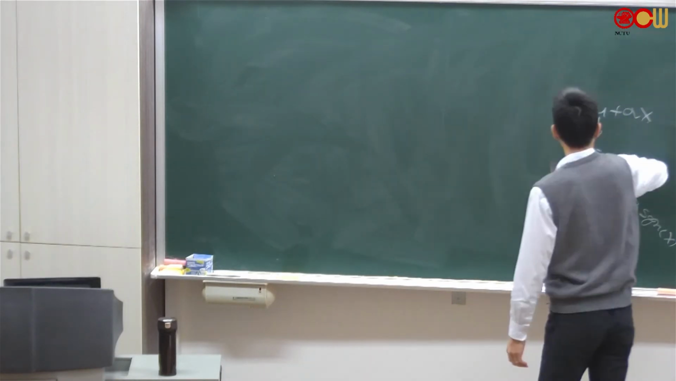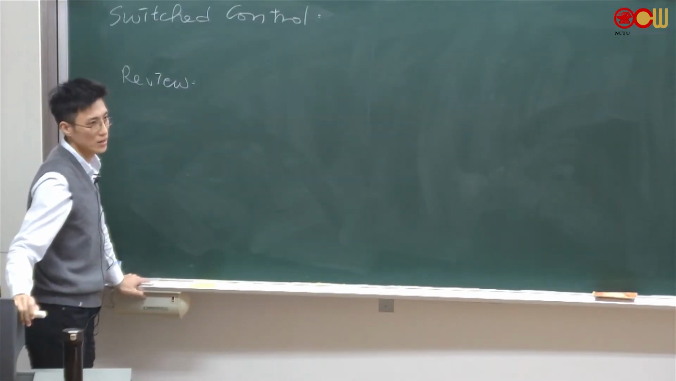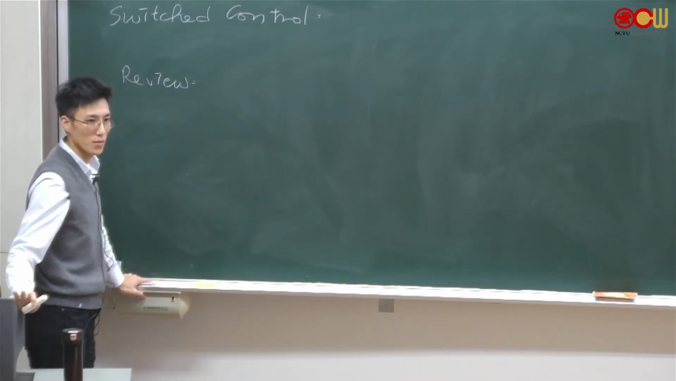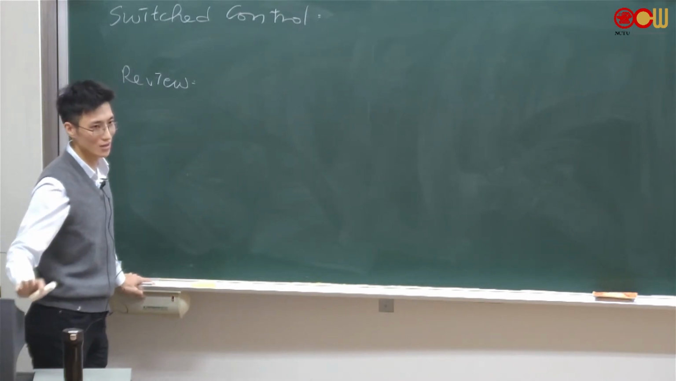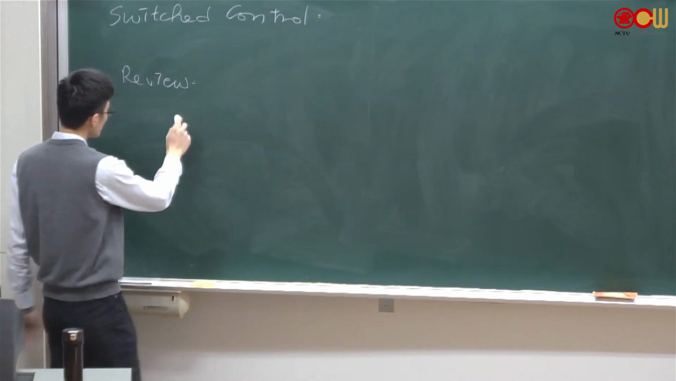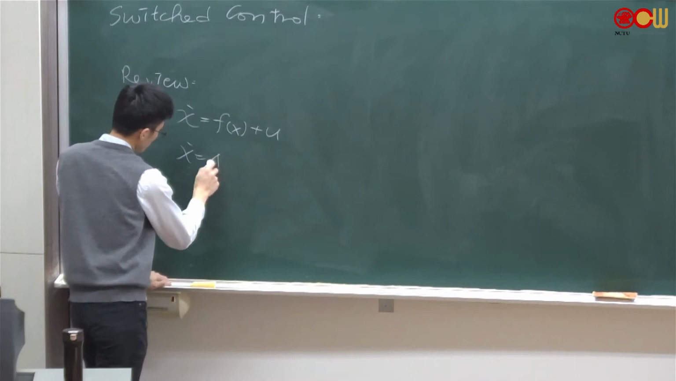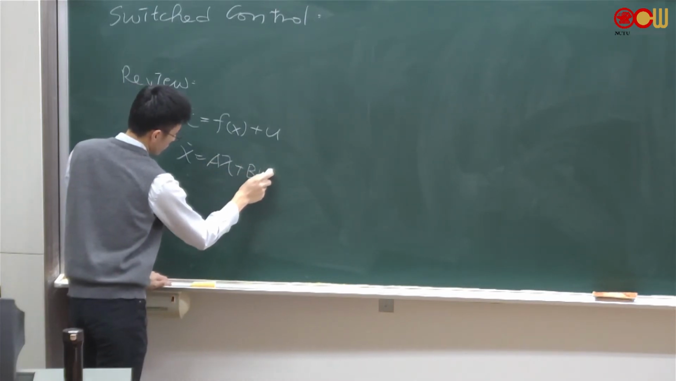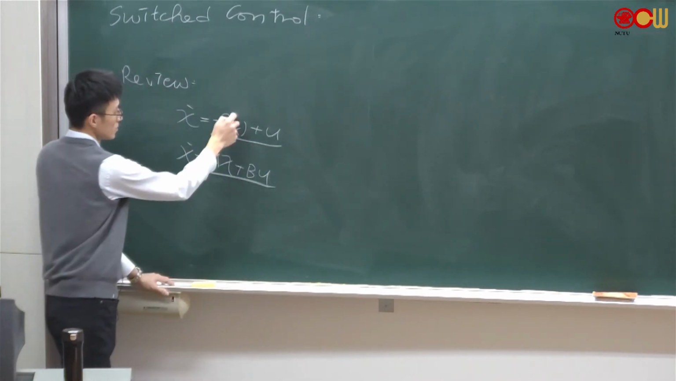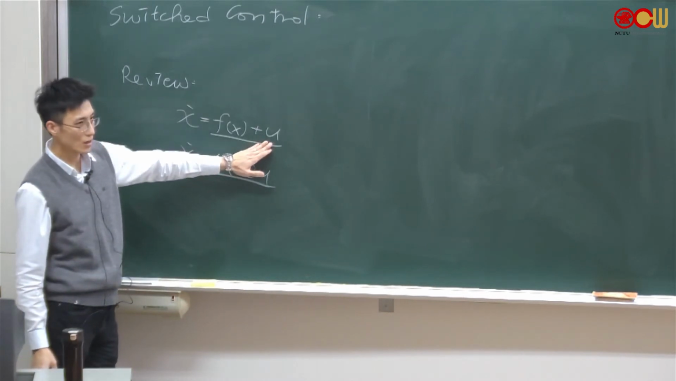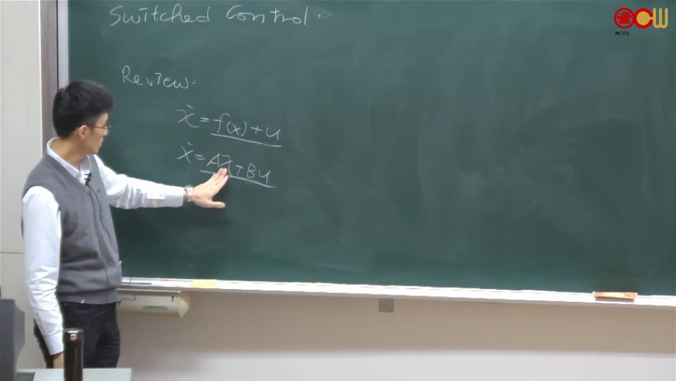Relative new topics in nonlinear control. Remember what we have covered this semester is we design controllers for continuous dynamics, for systems with continuous dynamics. For example, we design controllers for dynamics like this. Or for linear systems, we design controllers for this kind of systems. This is continuous, right? F is a continuous function. U is a continuous function, right? A X, X is constant, B is constant, but this is a continuous function.